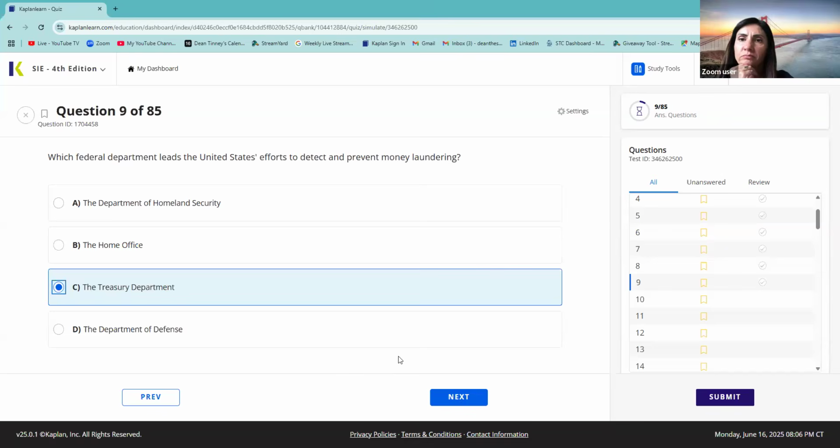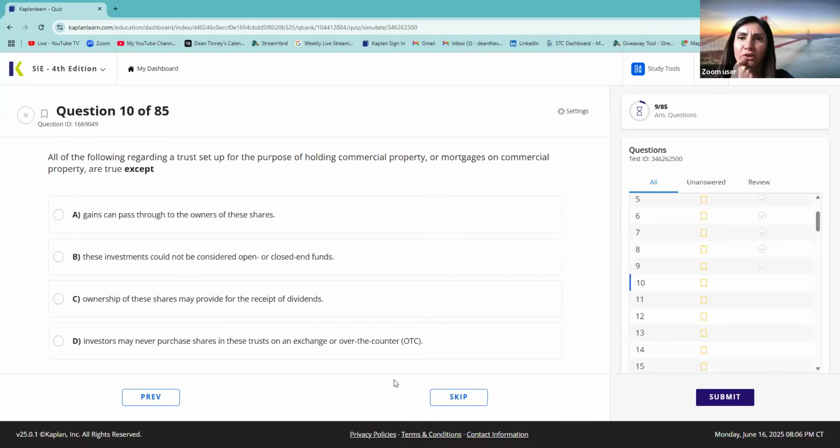Oh my goodness, did you see that? TD, the bank, paid like over $1 billion for lack of anti-money laundering controls. Crazy. There's so much fraud going around.